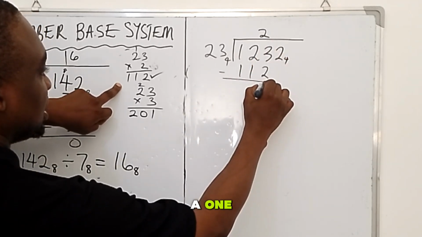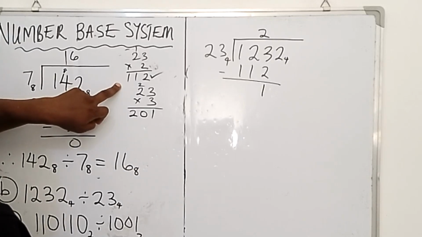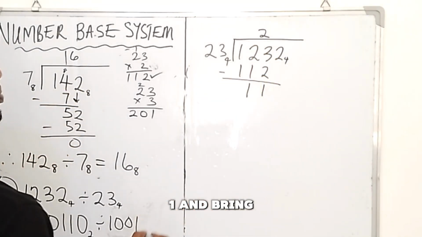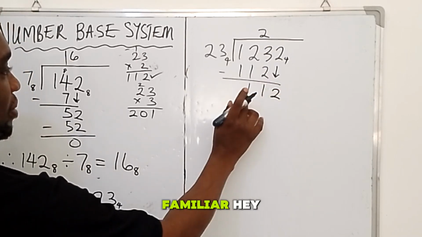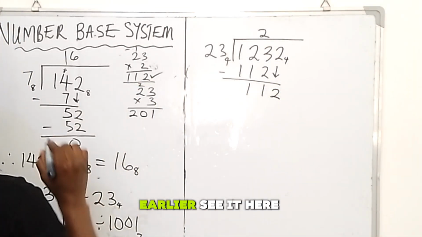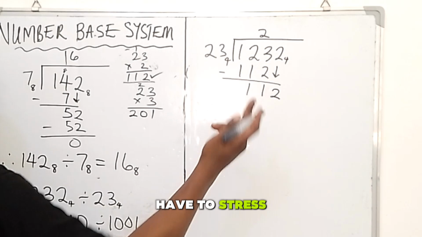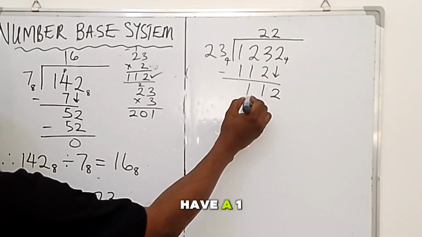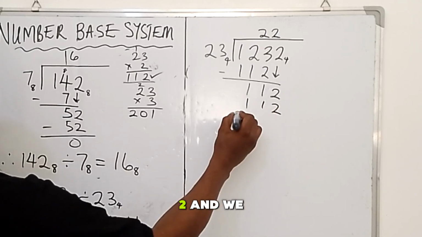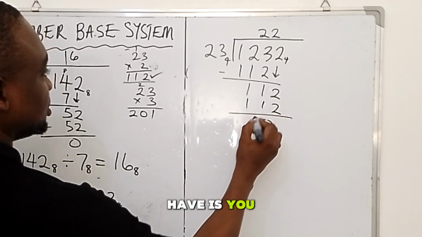This is a 1. This is a 1. And bring down this, and we have a 2. This number looks familiar. Hey, I did this earlier. See it here again. So I don't have to stress myself. So I'll use simply a 2 again, and I have a 112. And we have a 0.